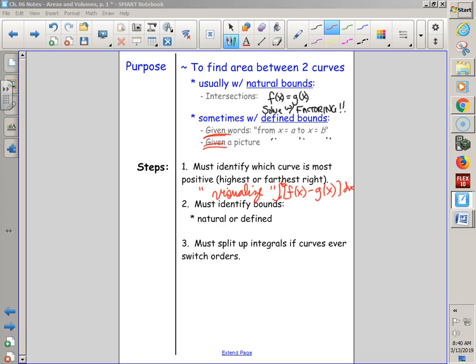As we make our integral, we're going to have to know our bounds, and so we have to think about, okay, is it natural? Is it defined? If it's natural, go find it.